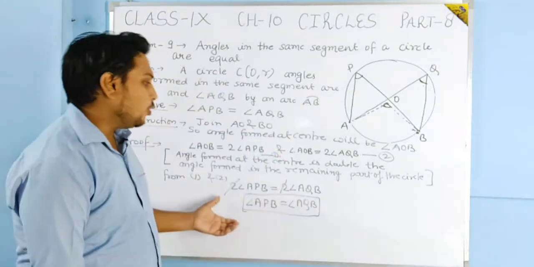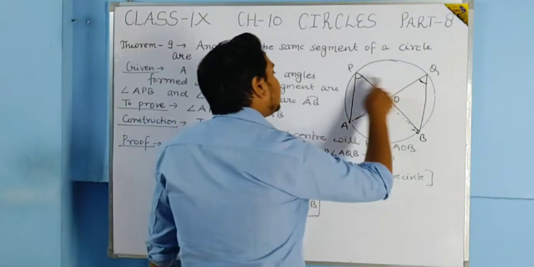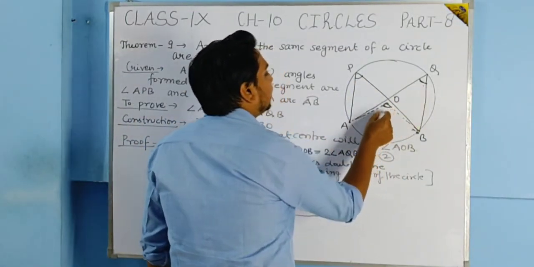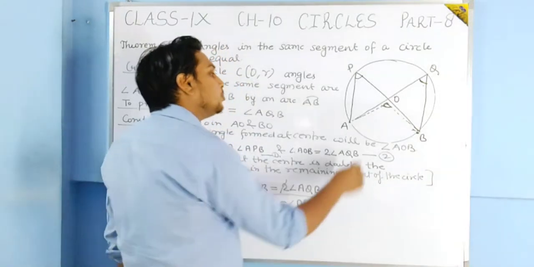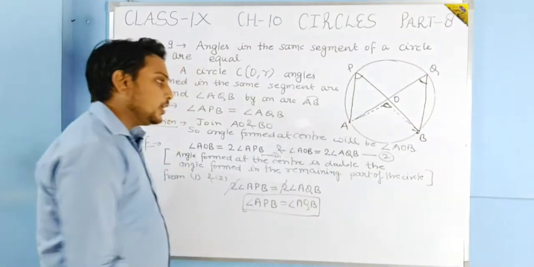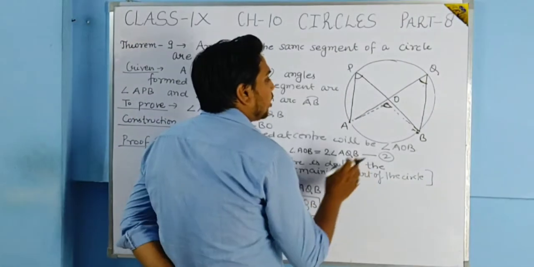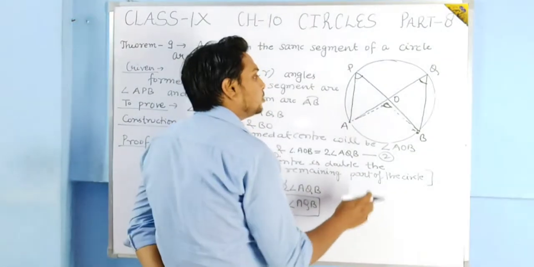Okay, so this is how we can prove. We can relate these two angles with the angle formed at the center, and we know that it is twice of this angle. Now how can we apply this theorem in solving the questions?